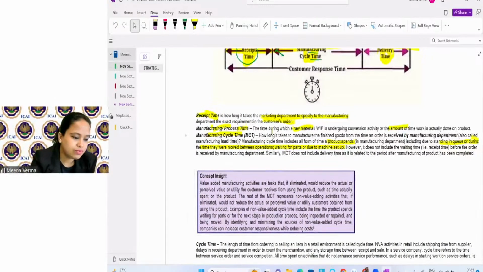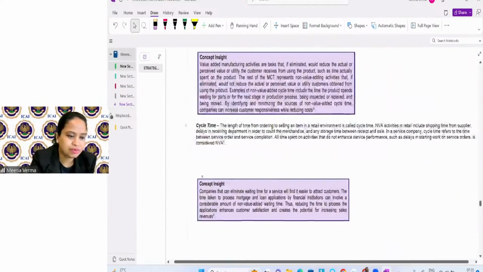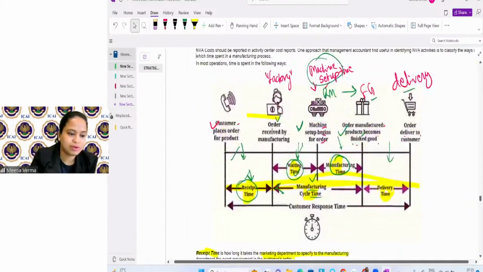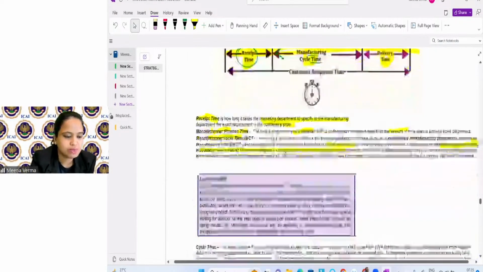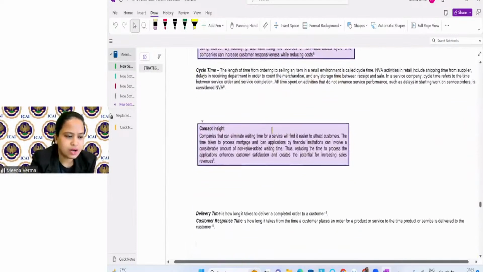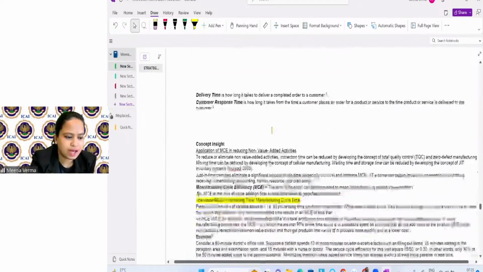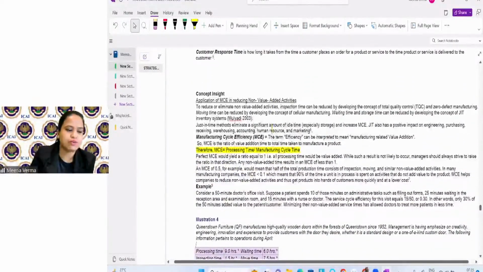All right. Then what do we have? Cycle time. You know the cycle time here. Cycle time will be what? Waiting time plus manufacturing time will be the manufacturing cycle time. Okay, we have all these terms, right? Now the point is that we have a question on it. Before that, what is manufacturing cycle efficiency?